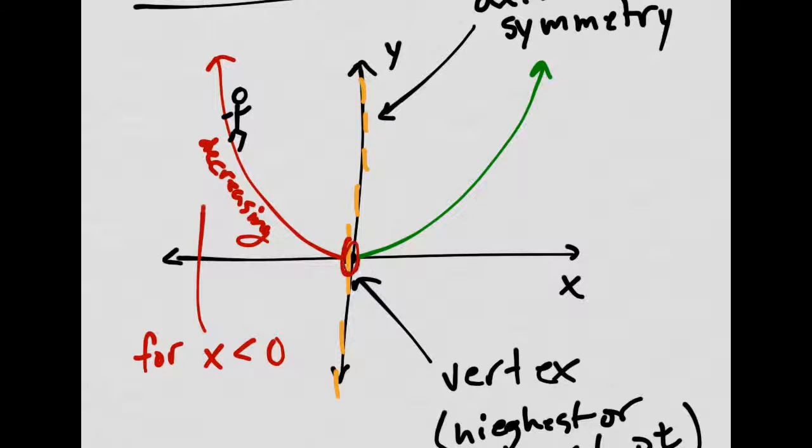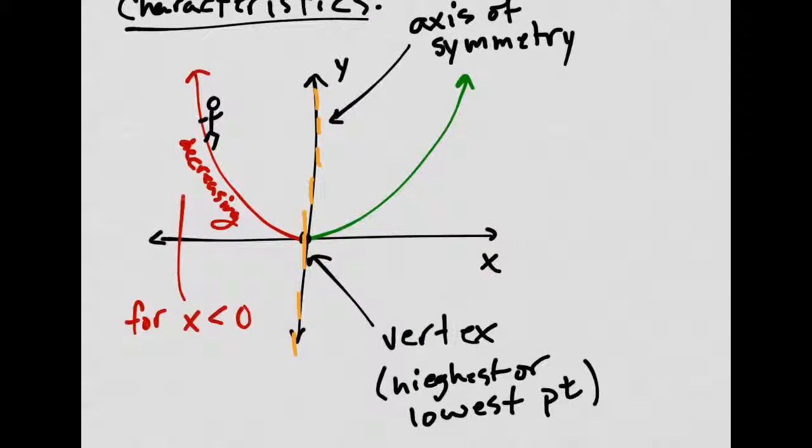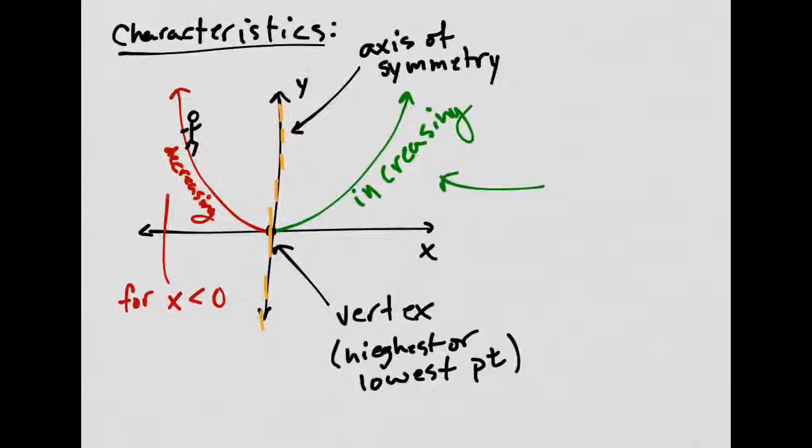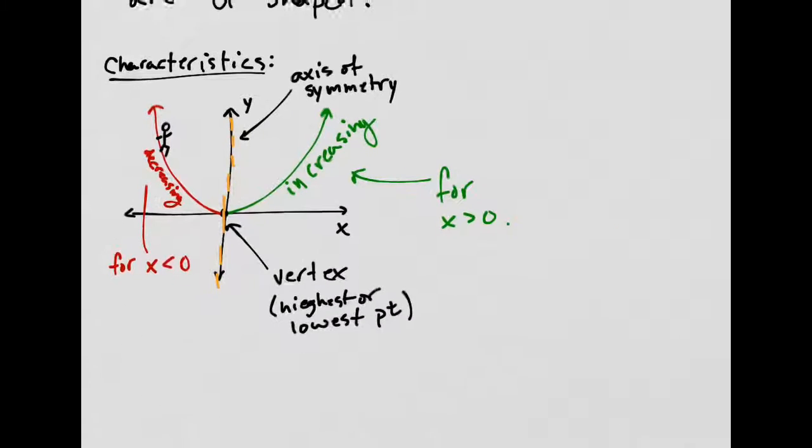Because this x value is 0. And then over on the right side, we are increasing because from left to right, we're going upwards. So that's called increasing. And for which x values are you increasing? Well, anything that's above x equals 0. So increasing for x greater than 0. Right? We'll take a look at another example for that.